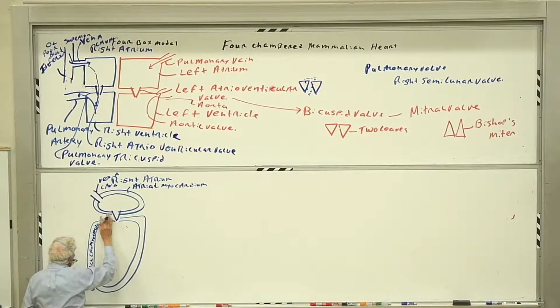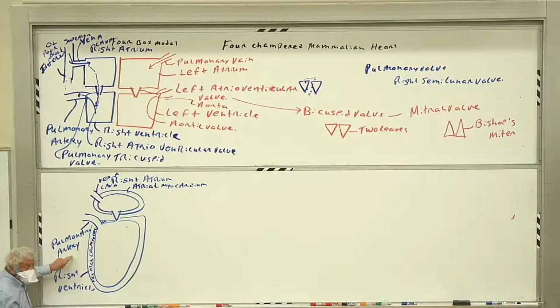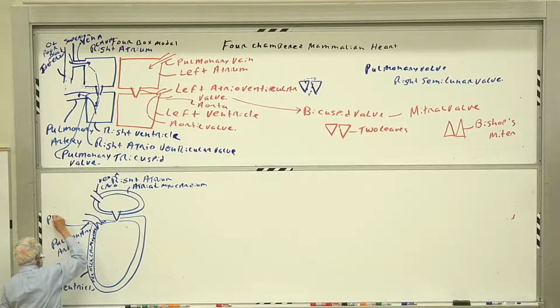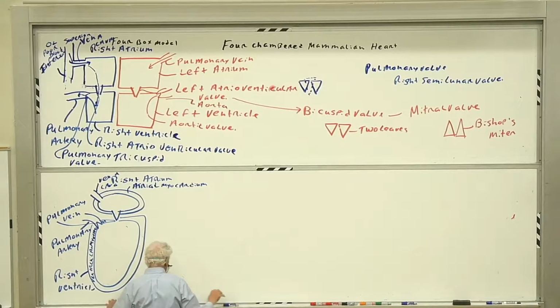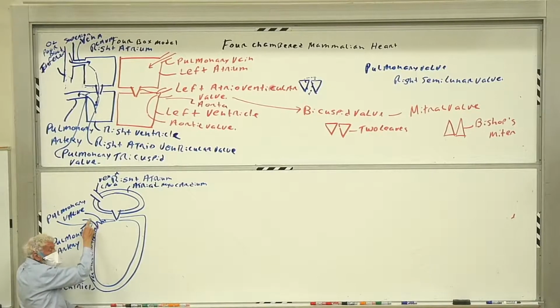Then coming out of the chamber here, of course, is going to be the pulmonary artery. It's carrying blood to the lungs, that's pulmonary. Carrying blood away from the heart and to the lungs is the pulmonary artery. And at the interface between the chamber and this tube, the pulmonary artery, will of course be the pulmonary valve. So this is the pulmonary valve. It's found at the opening of the pulmonary artery.